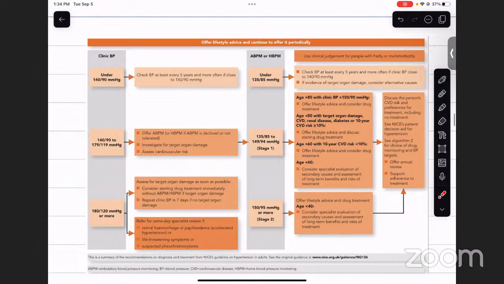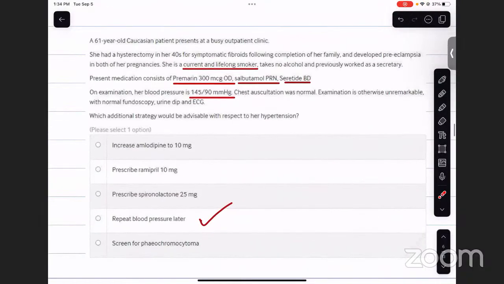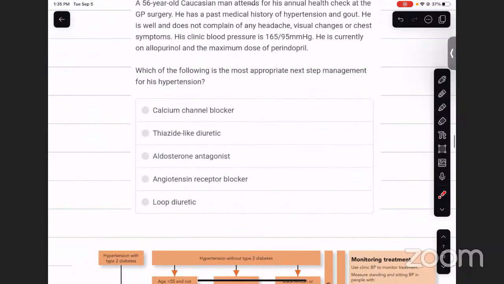Okay, so the answer will be repeat blood pressure later, because this is the one-time measurement of blood pressure at the clinic. We need to repeat 2 more times to get the accurate clinic blood pressure.